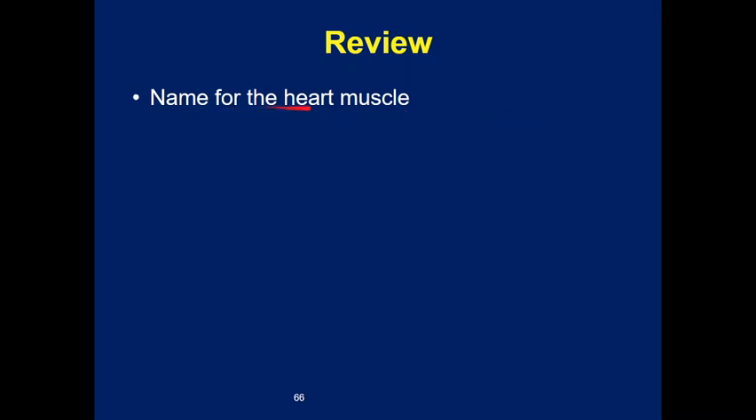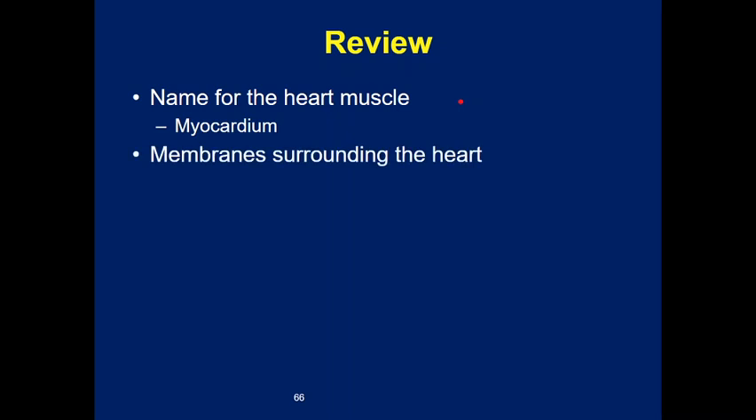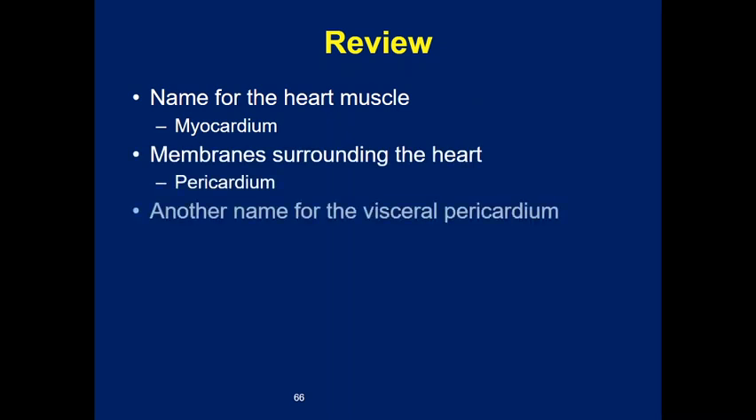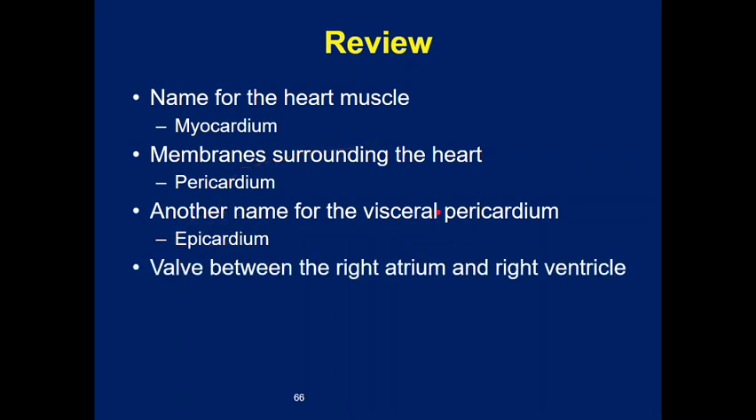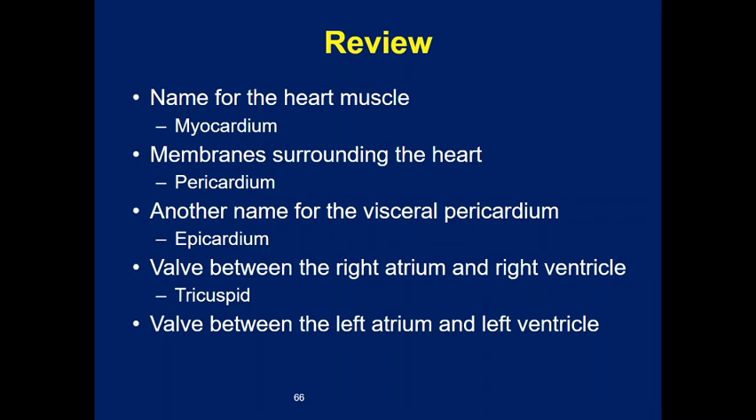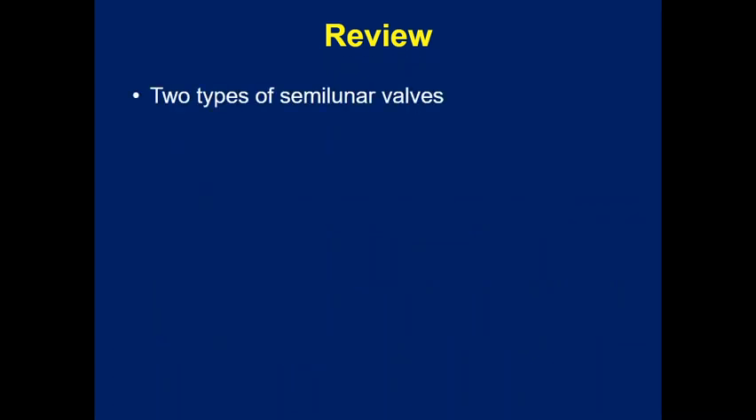What's the name for heart muscle? Myocardium. Membranes that surround the heart would be our pericardium. The visceral pericardium has another name called the epicardium, medium yield. The valve between the right atrium and right ventricle, it's one of my four favorite valves, tricuspid. The valve between the left atrium and left ventricle, another one of my favorite valves, the mitral valve. Two types of semilunars, aortic and pulmonic, right?